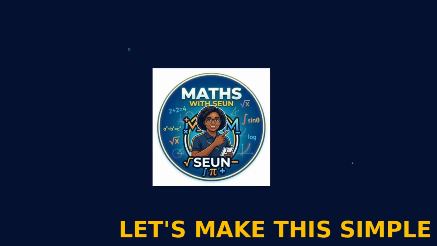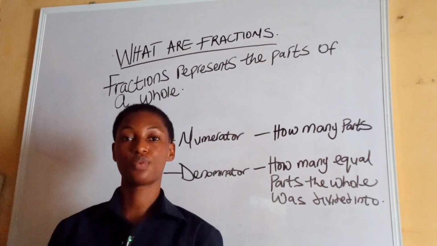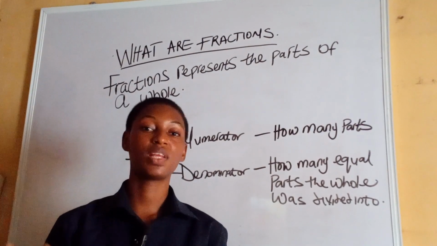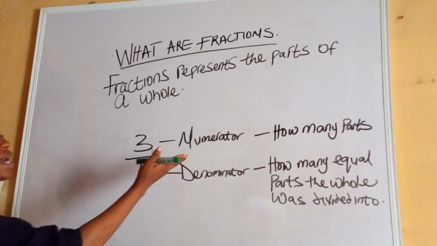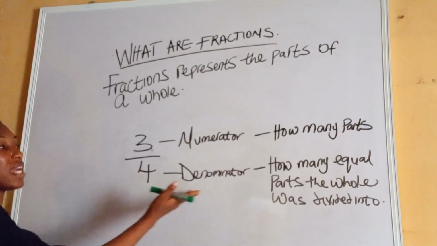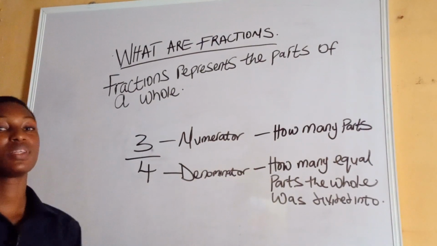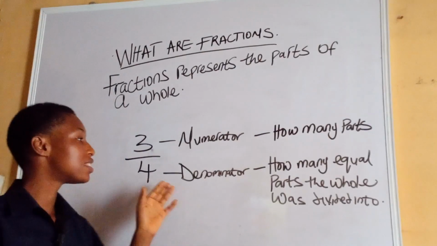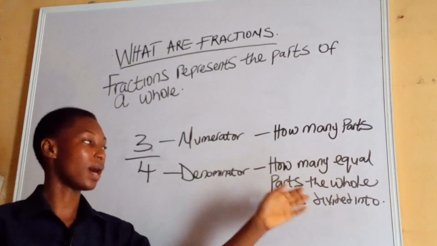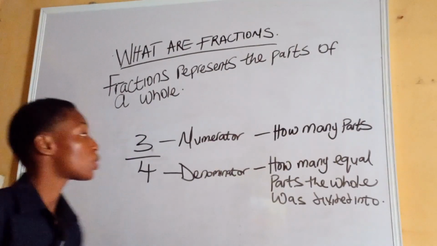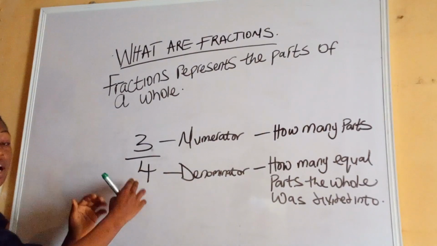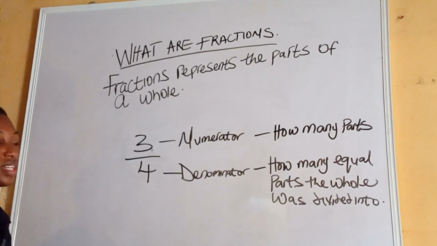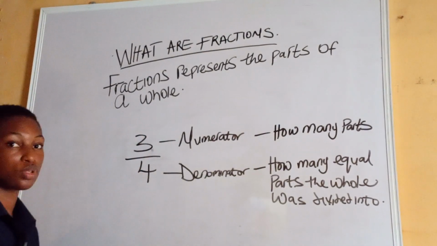Maths made easy. A fraction represents a part of a whole. Now let's look at this number, 3 over 4. You can see here that our top number is the numerator, while the bottom number is the denominator. Our numerator simply tells us how many parts we have, and the denominator tells us how many equal parts the whole was divided into. So in the case of 3 over 4 or 3 fourths, 4 is the number the whole was divided into, and 3 is the number that we're talking about.